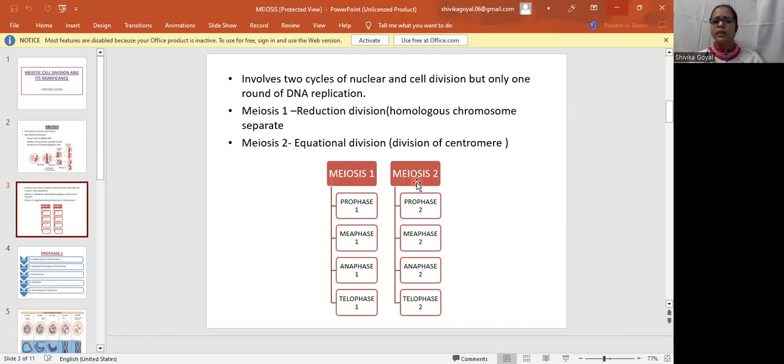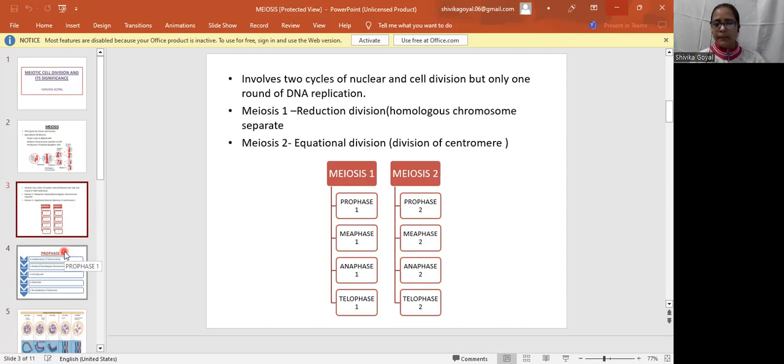Now, each of meiosis 1 and meiosis 2 has various stages. For example, meiosis 1 has prophase 1 first, then metaphase 1, then anaphase 1, and at the end telophase 1. Similarly, meiosis 2 also has various substages like prophase 2, metaphase 2, anaphase 2, and telophase 2. So, in the first step, meiosis 1 occurs. So what is meiosis 1? Meiosis 1 is a reduction division.